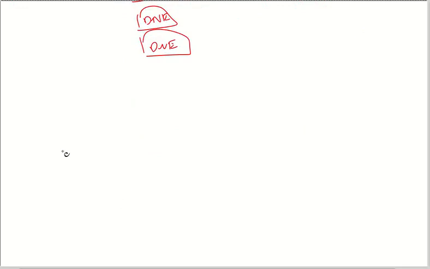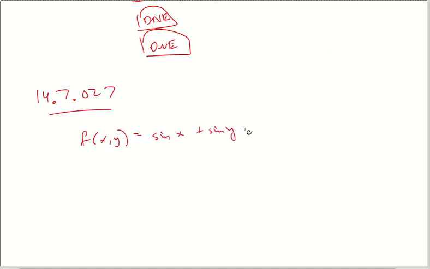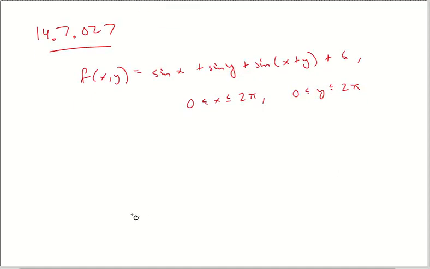Oh man, this is a big one. 14.7 problem 27. So I've got sine x plus sine y plus sine of x plus y plus 6, and they give me some bounds. X is between 0 and 2 pi, and y is between 0 and 2 pi. All right, let's find our partial derivatives.